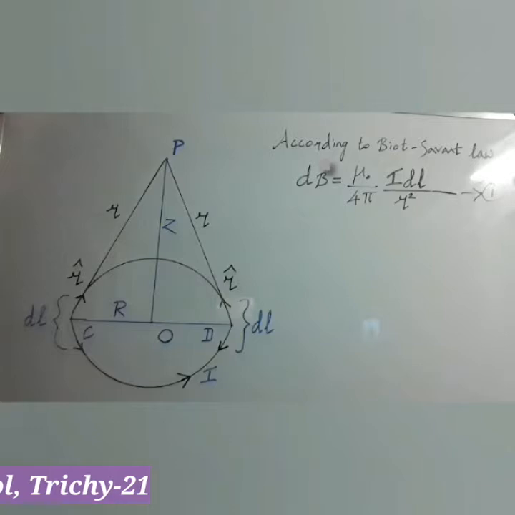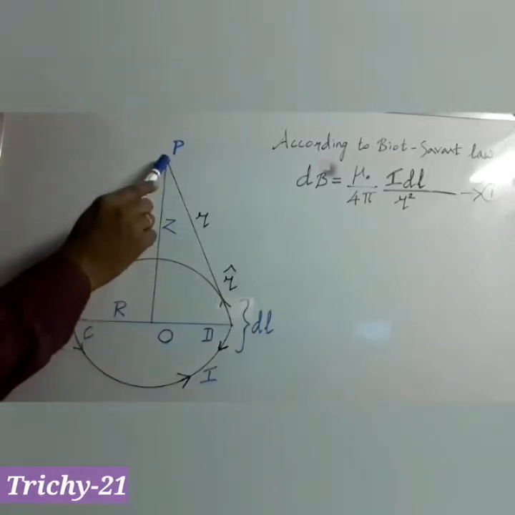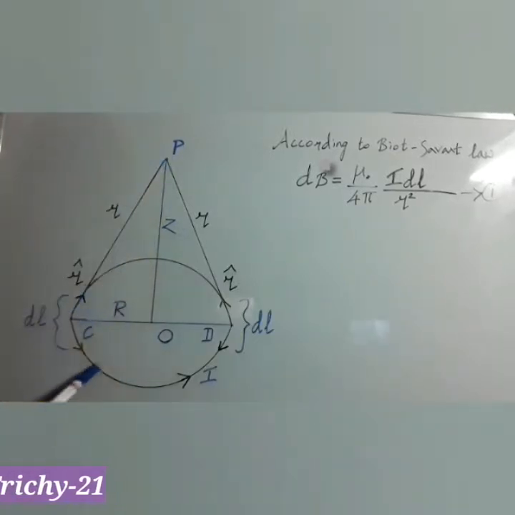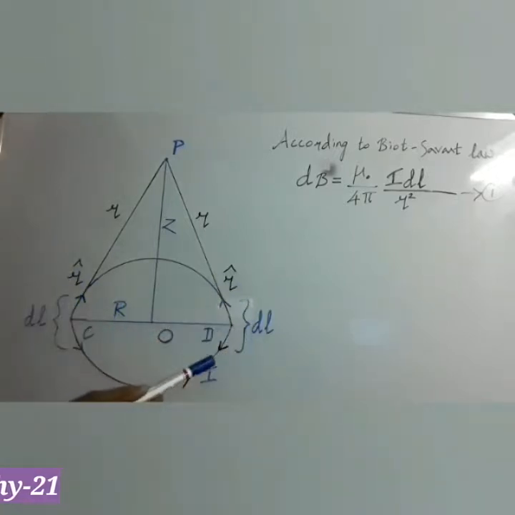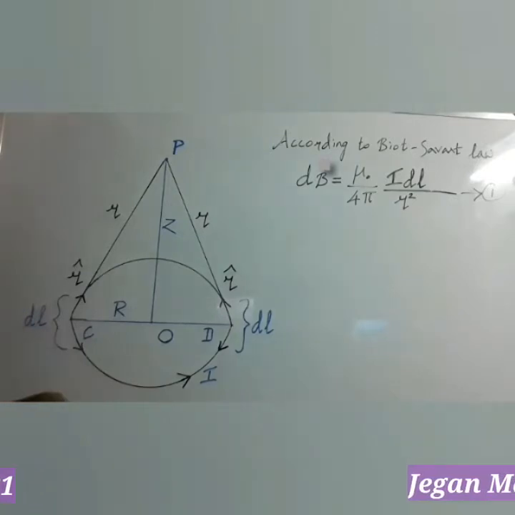The magnitude of the magnetic field at point P due to the current element at C we have found so far. That will be the same for the current element D also, because both the current elements C and D are placed at the same distance from the point P.